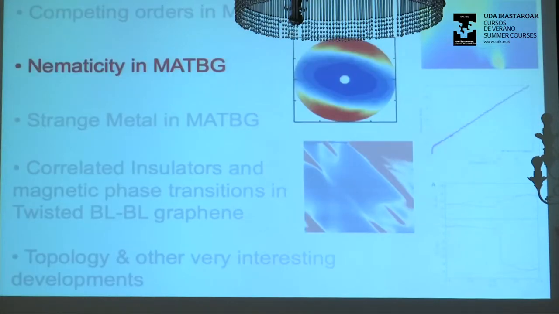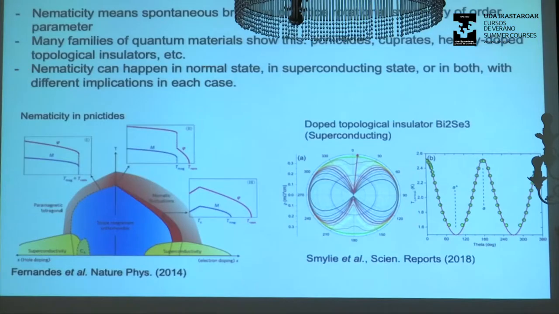Let me tell you about nematicity. Nematicity means spontaneous breaking of lattice rotational symmetry of some order parameter. Many families of quantum materials show this. It has been particularly studied in the pnictides, but also the cuprates and heavily doped topological insulators show this.